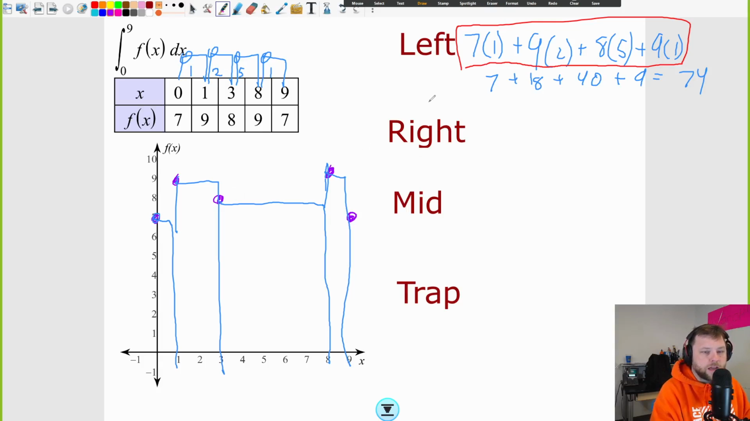All right, so that was left, correct? Now I'm going to do right hand. So right hand, again, you've got to have that. So I'm going to start on the right. And this rectangle is the first one. And this one's the next one.